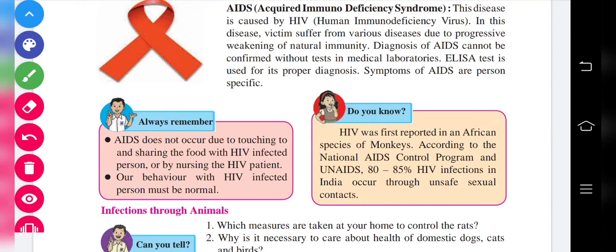AIDS does not occur due to touching, sharing food with an HIV infected person, or nursing an HIV patient. You can nurse the patient without being affected, and sharing food or clothes does not infect you. Our behavior with an HIV infected person must be normal, because these are people who also need our normal behavior.